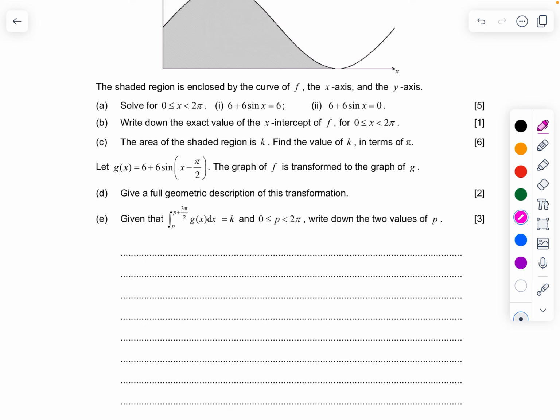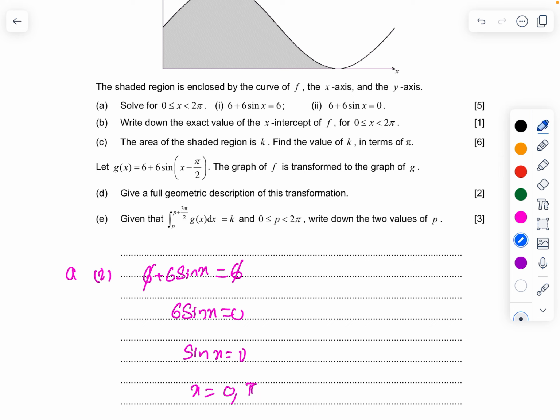So what am I going to do? For the first part, 6 plus 6 sin x equals 6. The 6 gets cancelled. 6 sin x equals 0. Sin x equals 0. So x equals either 0 or pi.